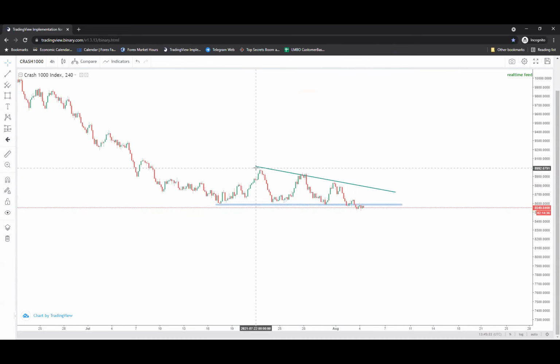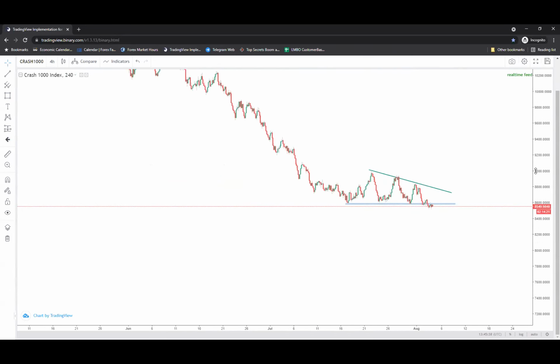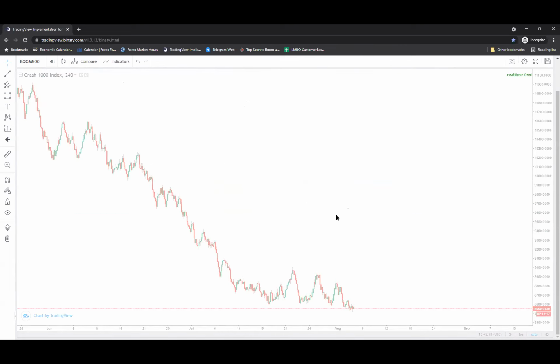Correct, because the market is creating flat lows, lower highs. This is the lower highs. So there is no limitation of where the market would go or where it would end. There is no limitation in this crash, boom and crash. Now let me show you the Boom 500.